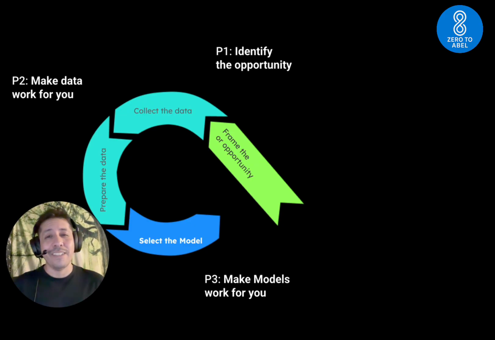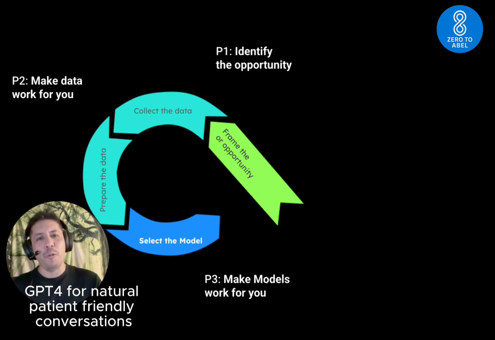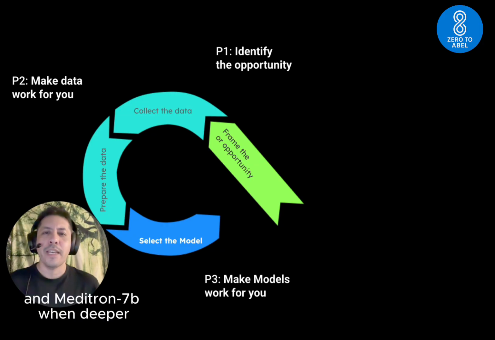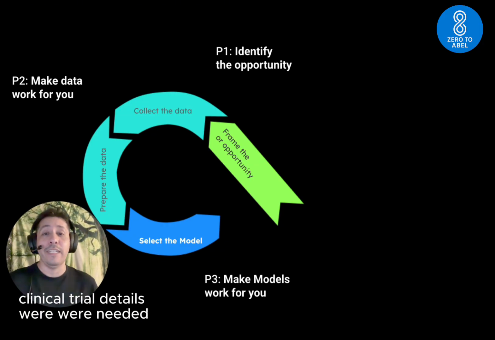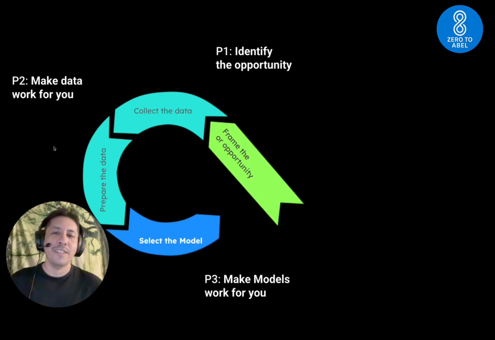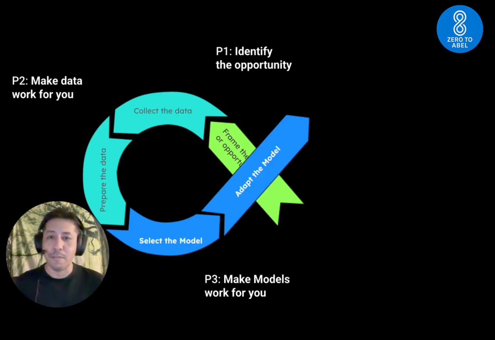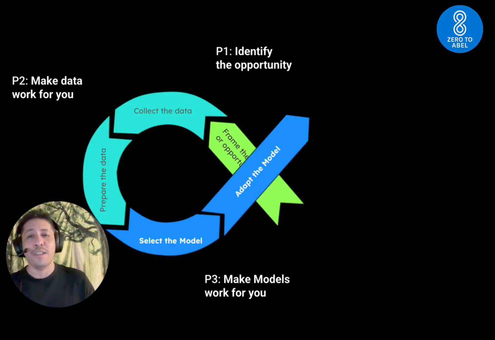Sometimes the right answer isn't in one model or the other, but maybe a combination of both, a hybrid approach per se. That's exactly what we did. Basically, GPT-4 for natural, patient-friendly conversations, and Metatron when deeper clinical trial details were needed. Now on to stage 5, adapting the model. Of course, even the best model doesn't work perfectly out of the box. For a specialized domain like oncology, we need to shape how models understand and use context.